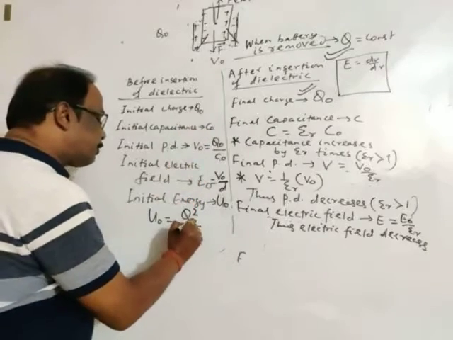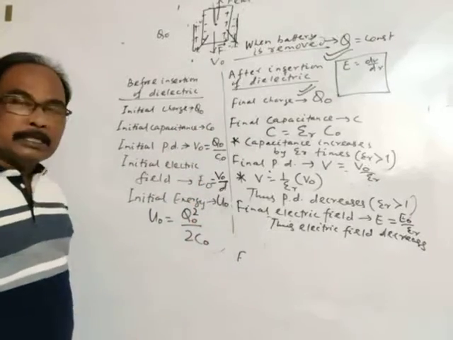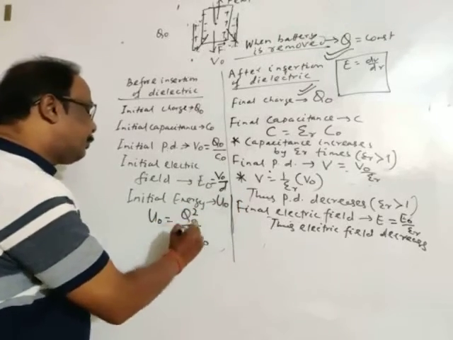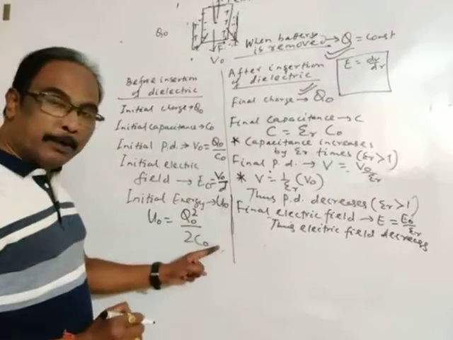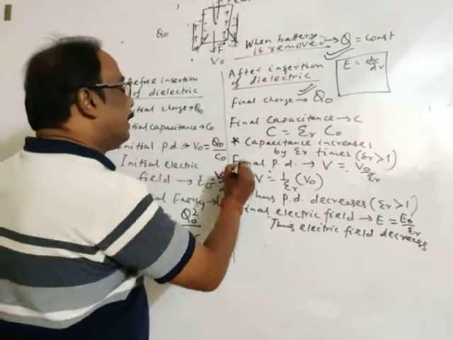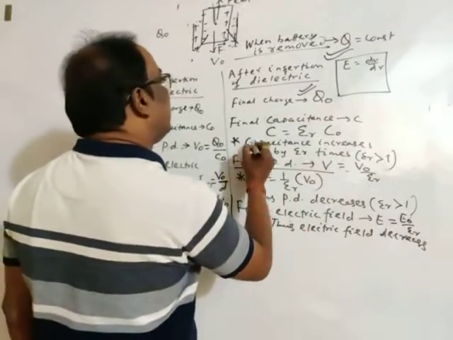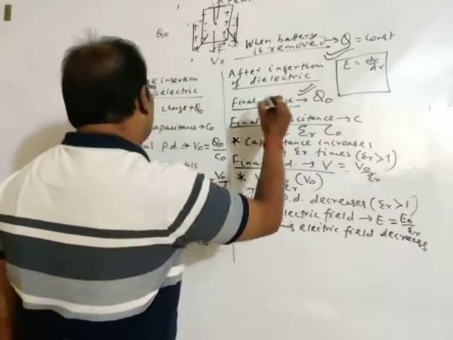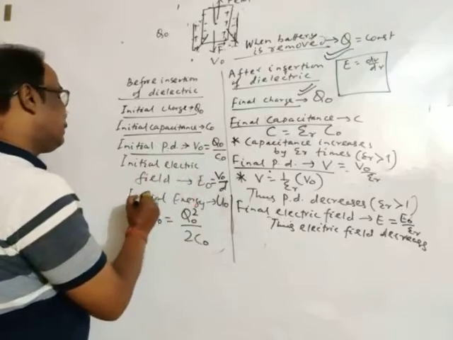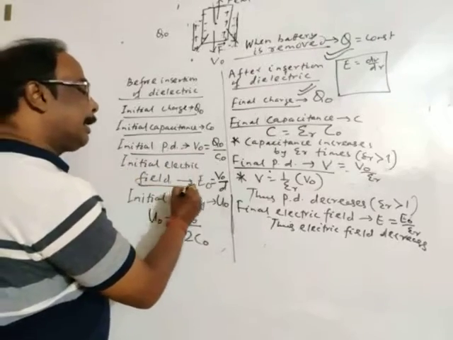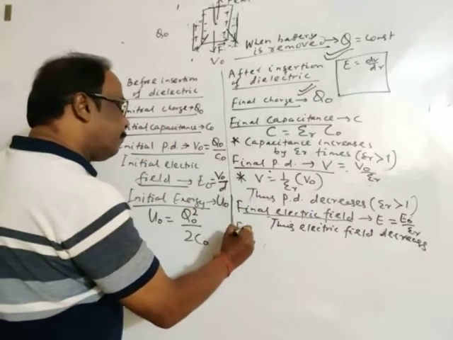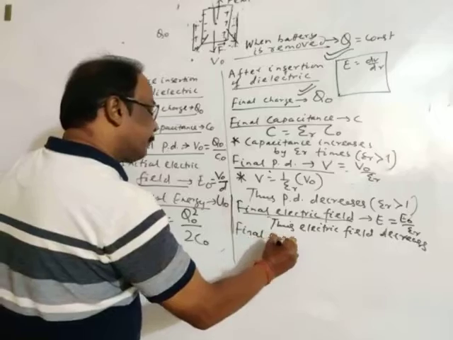So initial charge is Q naught, initial capacitance is C naught. So initial potential energy, or initial energy storage, is Q naught square by 2C naught. So again, this is final potential difference, this is final capacitance, this is final charge. Initial and final capacitance, initial potential difference, initial electric field, this is final electric field, and this is initial energy. We will now move to final energy.